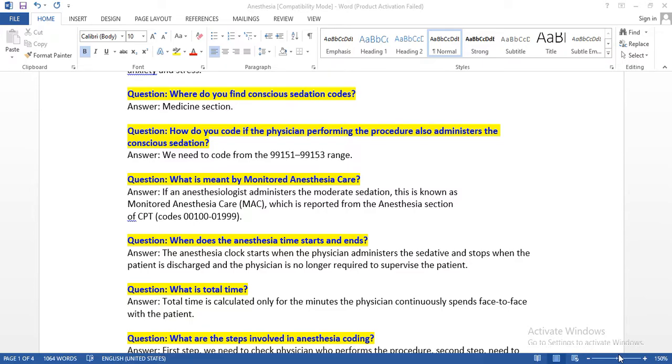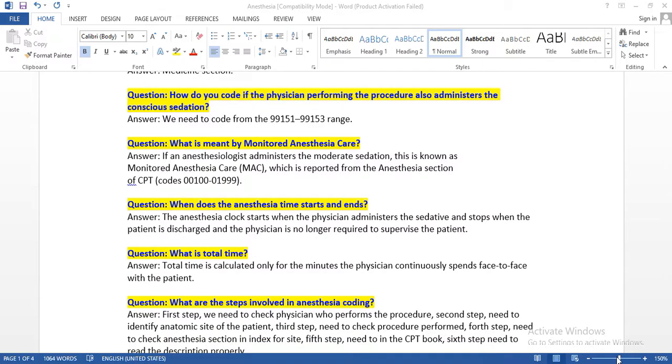Where do you find conscious sedation codes in your CPT book? Answer: in the medicine section we can find conscious sedation codes. Next question: how do you code if the physician performing the procedure also administers the conscious sedation? Answer: we need to code from the 99151 to 99153 range of CPT codes.